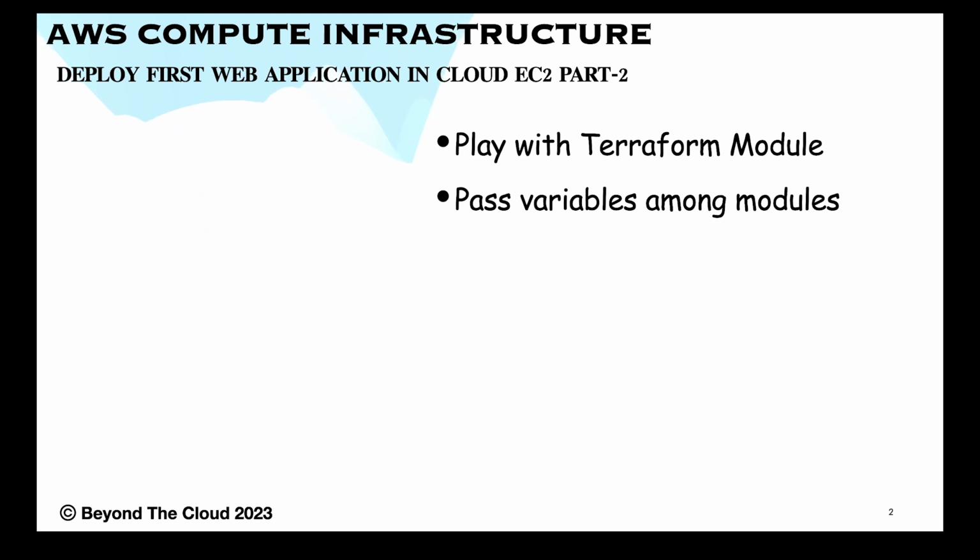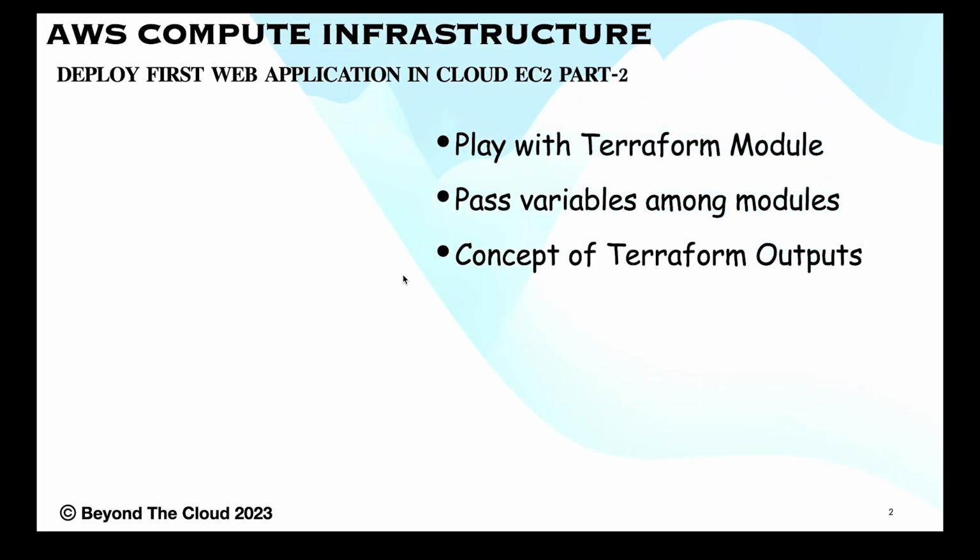Because suppose we are creating one VPC infrastructure, and within that VPC, within that subnet, we will create one EC2 instance. So we need the subnet ID. To have the subnet ID, we need to pass the subnet ID from one module, my VPC module, to my EC2 module. So that's why we need to pass variables among the modules. I will also show you how to do that.